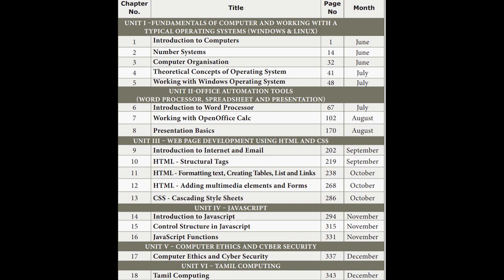And then the last two chapters are computer ethics and cyber security, and the last one is Tamil computing. About these also we will see the introduction in the next sessions.